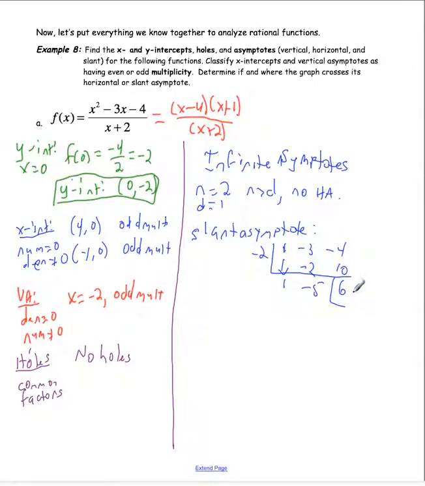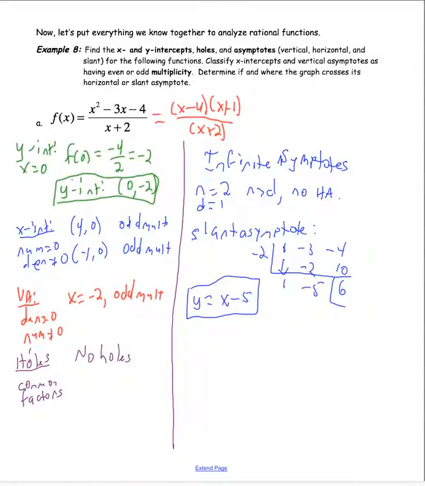And now I need to interpret it. The remainder term is not relevant for my slant asymptote, so my slant asymptote is the equation y equals x minus 5. Remember, the remainder is not relevant to the slant asymptote because as x goes to plus or minus infinity, this remainder term that would be 6 over x plus 2 goes to 0.